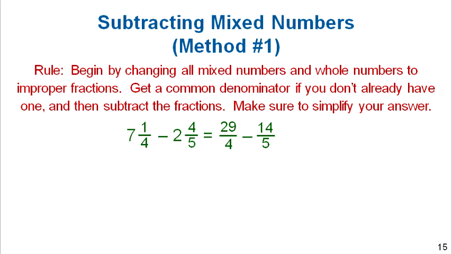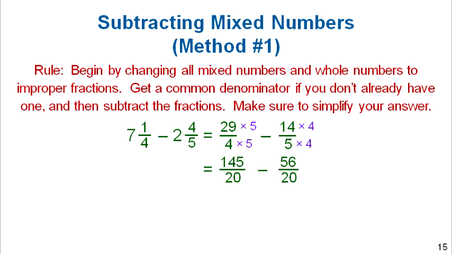Next, we must get a common denominator. The least common multiple of 4 and 5 is 20. Thus, I will multiply both the top and bottom of the first fraction by 5, and I will multiply both the top and bottom of the second fraction by 4. Now I can subtract the fractions. Note that 145 over 20 minus 56 over 20 is equal to 89 over 20. As I said earlier, this answer is probably fine if you're a student doing high school or college math, but if you're a student doing elementary or middle school math, you'll probably need to simplify this to 4 and 9/20.